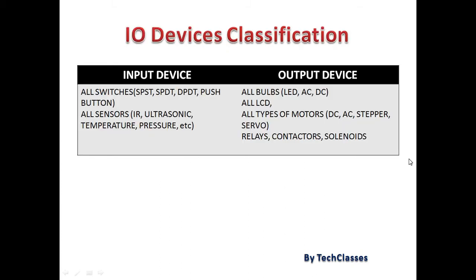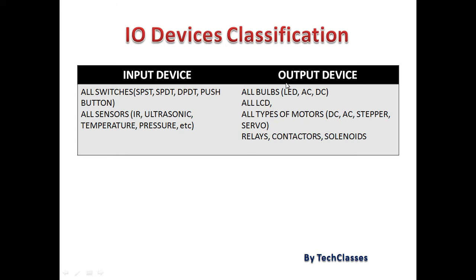Now come to IO devices classification. All the devices associated with an embedded system can be categorized into two types: input device or output device. All switches like SPST, SPDT, DPDT, push button, all come under input devices. Similarly, all sensors like IR, ultrasonic, temperature, pressure, humidity, all come under input devices.